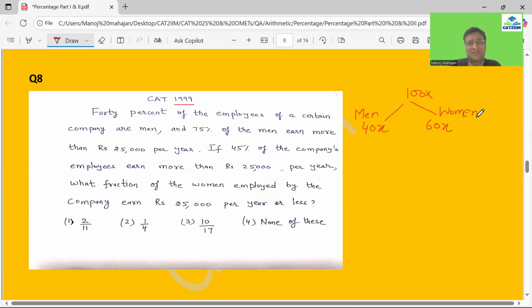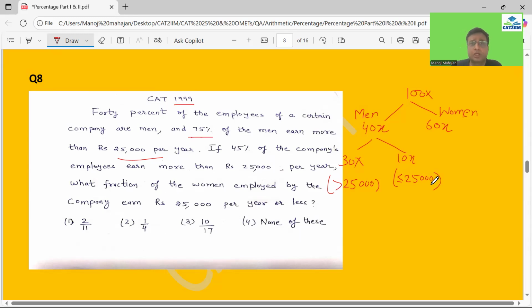Now, what they're saying is 75%, that is 3 by 4 of the men earn more than rupees 20,000 per year. So what is 75% of this? That's again in the integers. So 30x we got over here, earning what? More than 25,000 per year. So can I say safely that 10x would be what? Of the men earning less than equal to 25,000 per year.